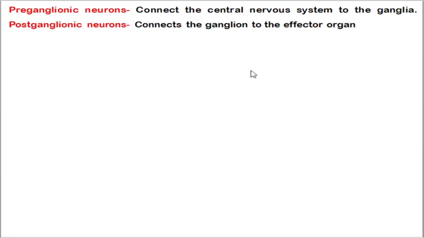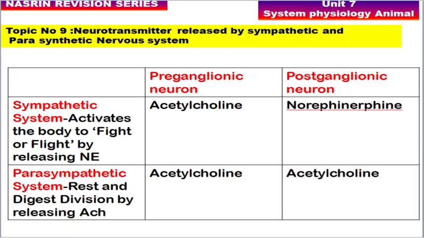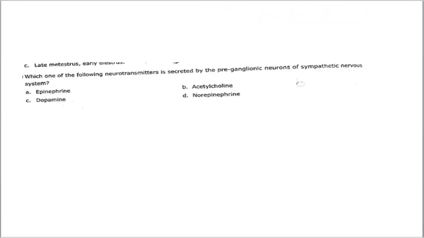Next, one question has been asked: which one of the following neurotransmitters is secreted by the preganglionic neuron of the sympathetic nervous system? The preganglionic neuron of the sympathetic nervous system secretes acetylcholine. So the correct option is acetylcholine.